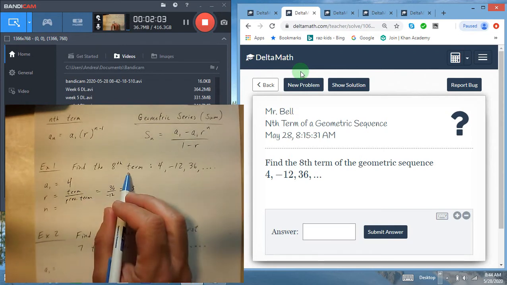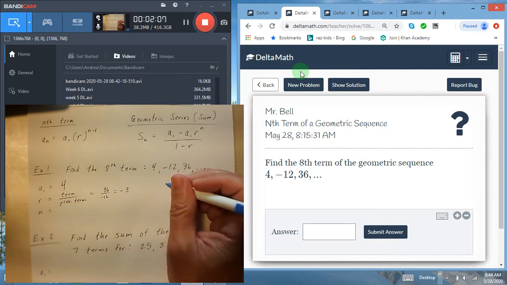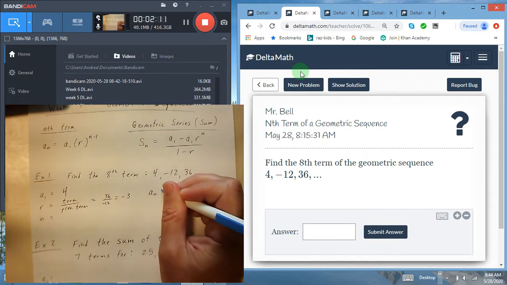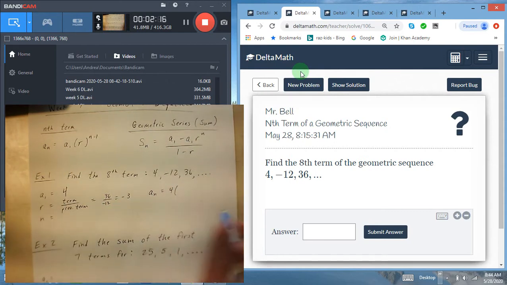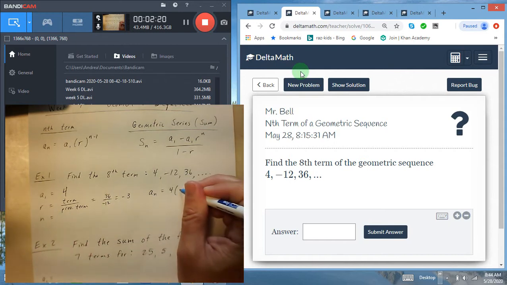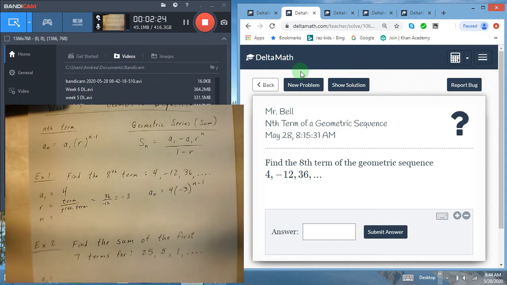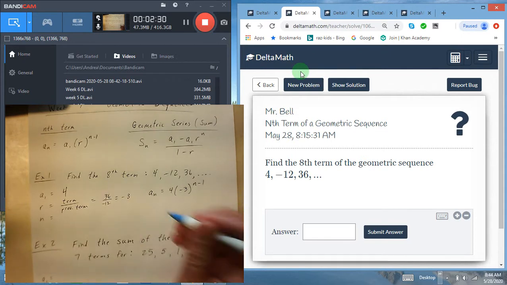So now I can set up a formula. I could plug in n right now, but I'm just going to wait and do that in the last step. So our nth term formula will be a sub n equals a1 times the common ratio, -3, raised to the n minus 1. And now I can use this for any term in the sequence. But specifically, we need the 8th term.